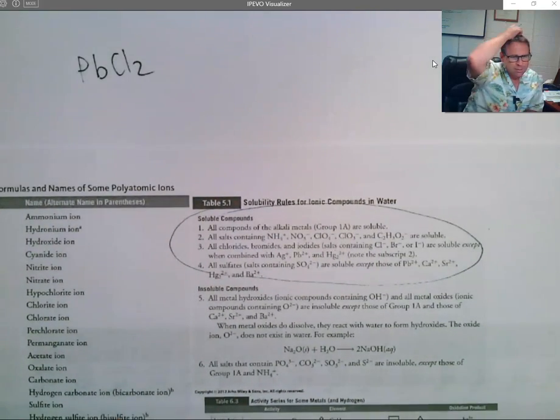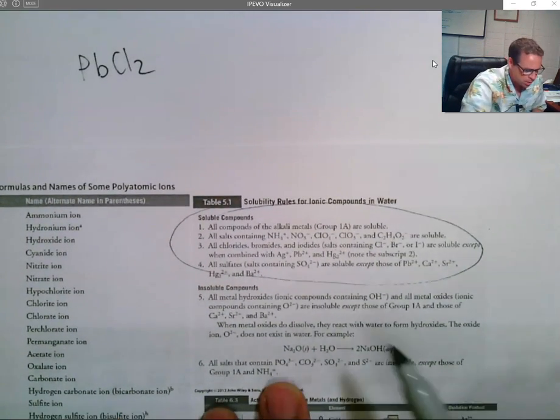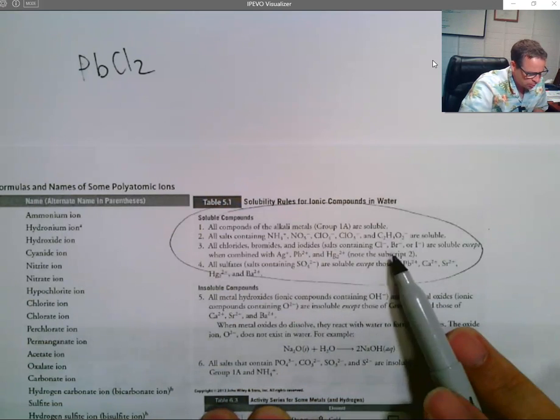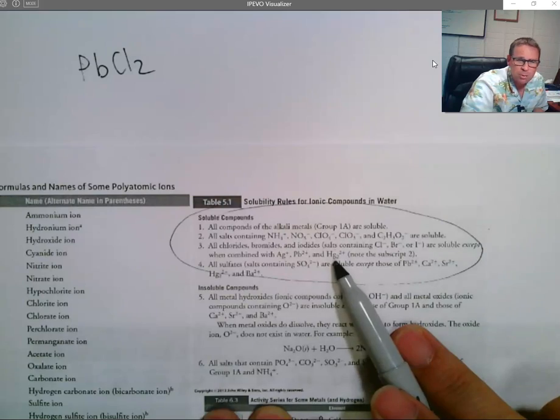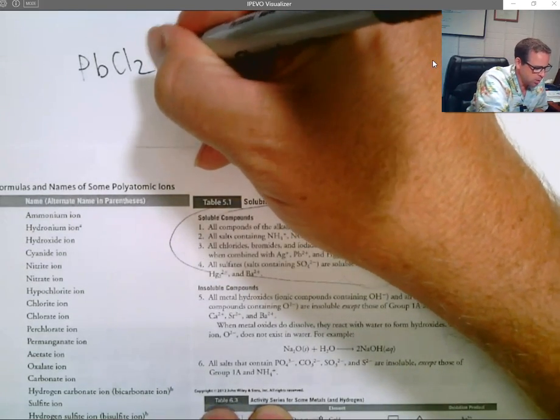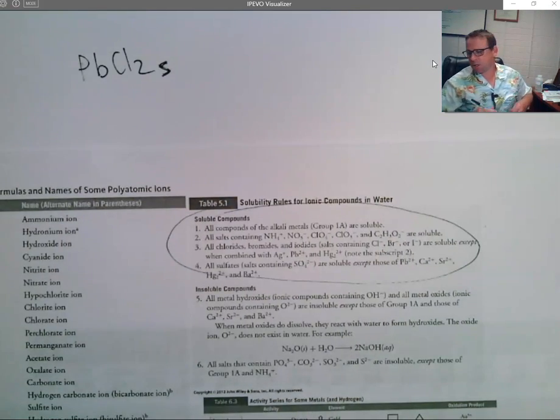If we look at our solubility rules and we think about a compound like lead chloride, we would say chloride ions are generally soluble, except for in the case of silver, lead, and mercury. Therefore, lead chloride is a solid. It's not going to dissolve.